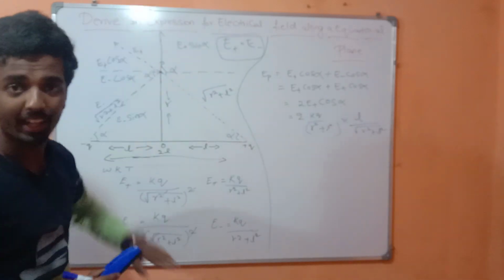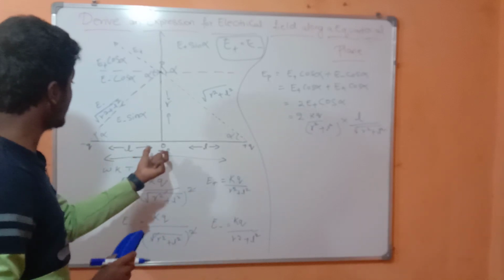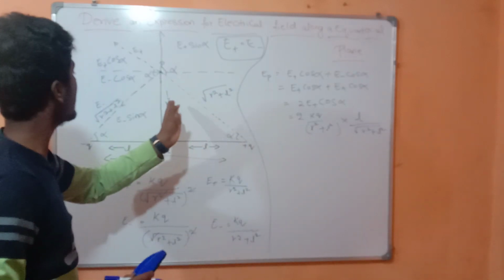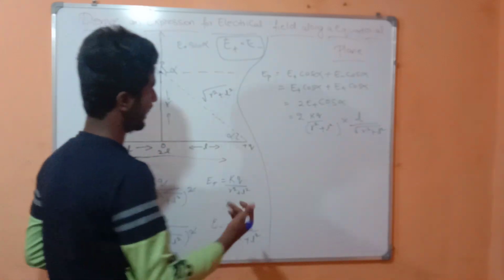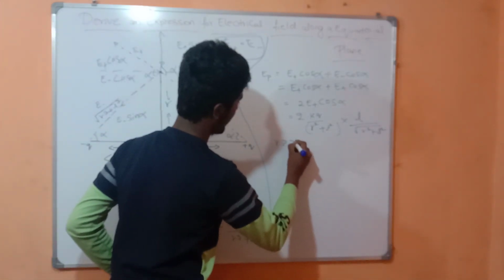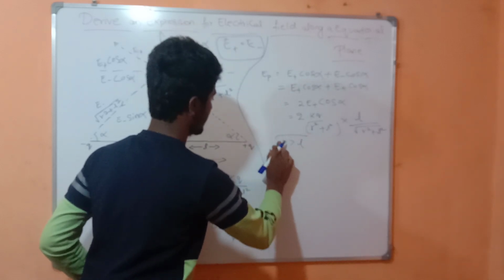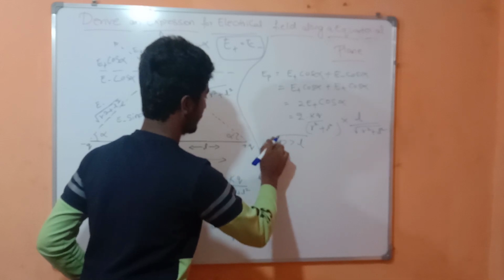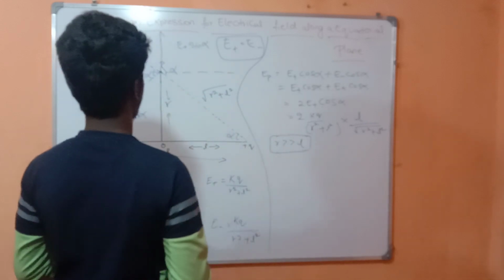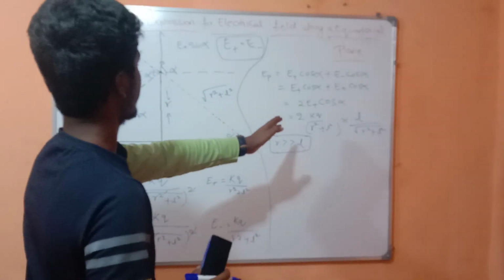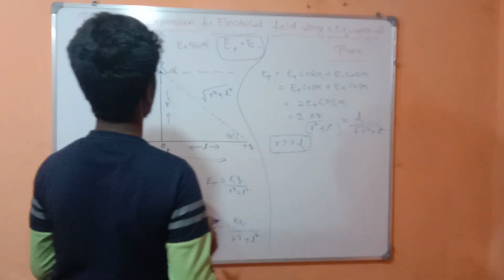Now, see children, for this length R, R is very, very greater than the length of the dipole. The length of the dipole is very, very smaller than the length of the axis P. Then I can write it as R is very, very greater than L. This is very important. We have studied this in the last class of axial plane also, children. Now it becomes K times of Q into L.